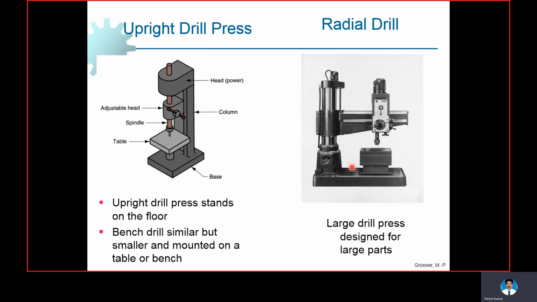Then the drill machines: we have the upright drill press or the radial drill. In the upright drill press, as we have seen in other machines, we have a column to support the components with a base, and the head which carries a motor. Power is produced from the motor, and the spindle rotates. The spindle is connected to the drill bit, and the workpiece is fixed on the table, and the table can be moved to and fro. In the drilling operation, the drill bit is fed vertically to produce a hole. This is an upright drill press. We have radial drills also.